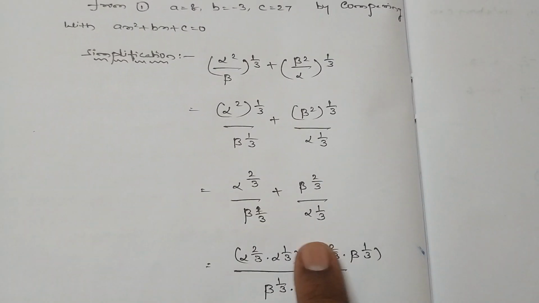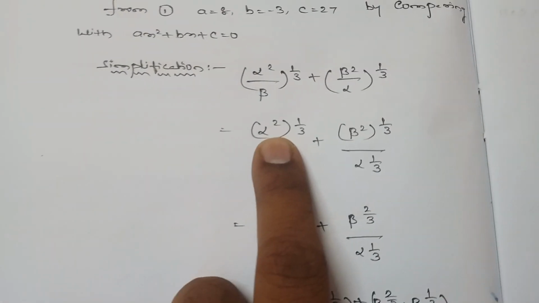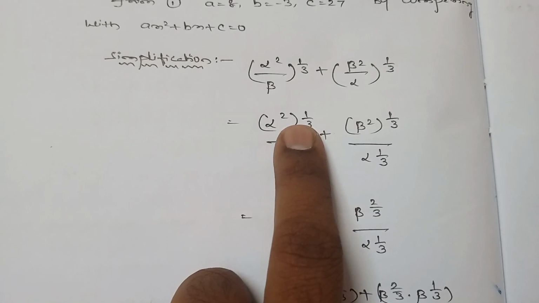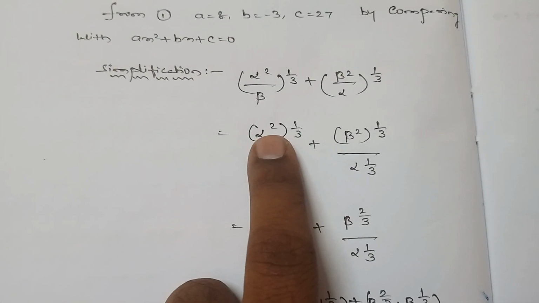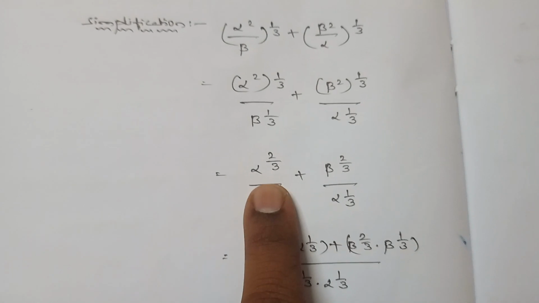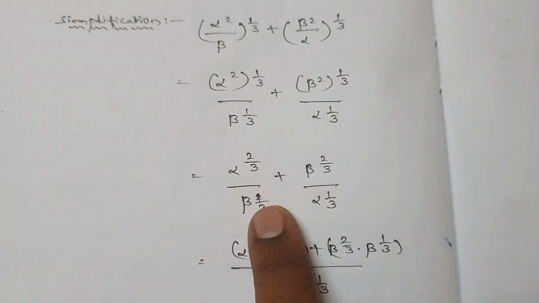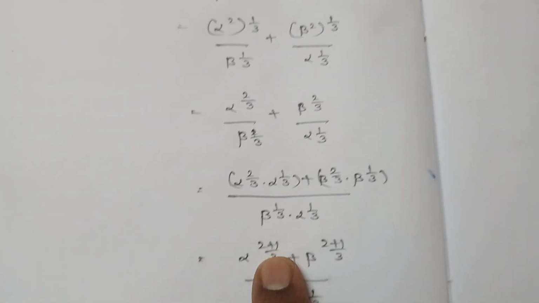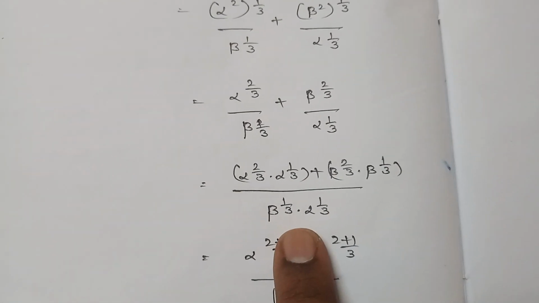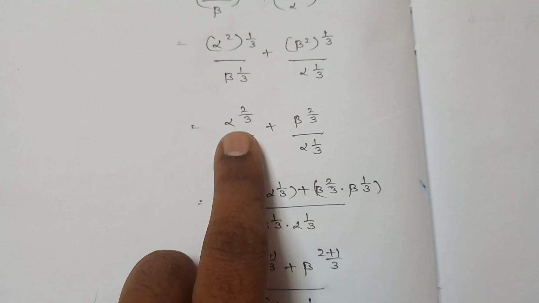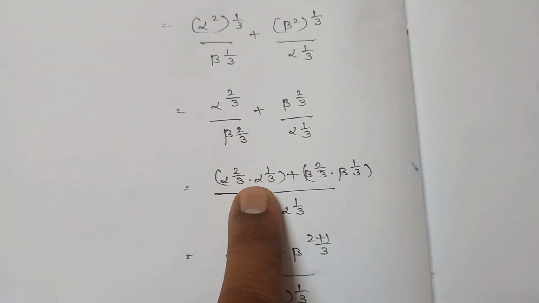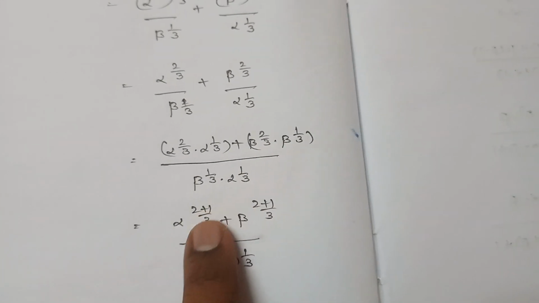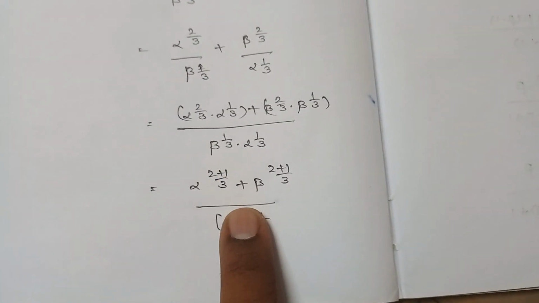Okay, now this is in the form of a power m whole to the power of n. It can be written as a power of m into n, right? So that only I mentioned here. Alpha power 2 by 3 by beta power 2 by 3 in the denominator part, the same. So here the LCM will be beta power 1 by 3 into alpha power 1 by 3. So you get alpha power 2 by 3 into alpha power 1 by 3 plus beta power 2 by 3 into beta power 1 by 3. So here the bases are the same, powers should be added guys.